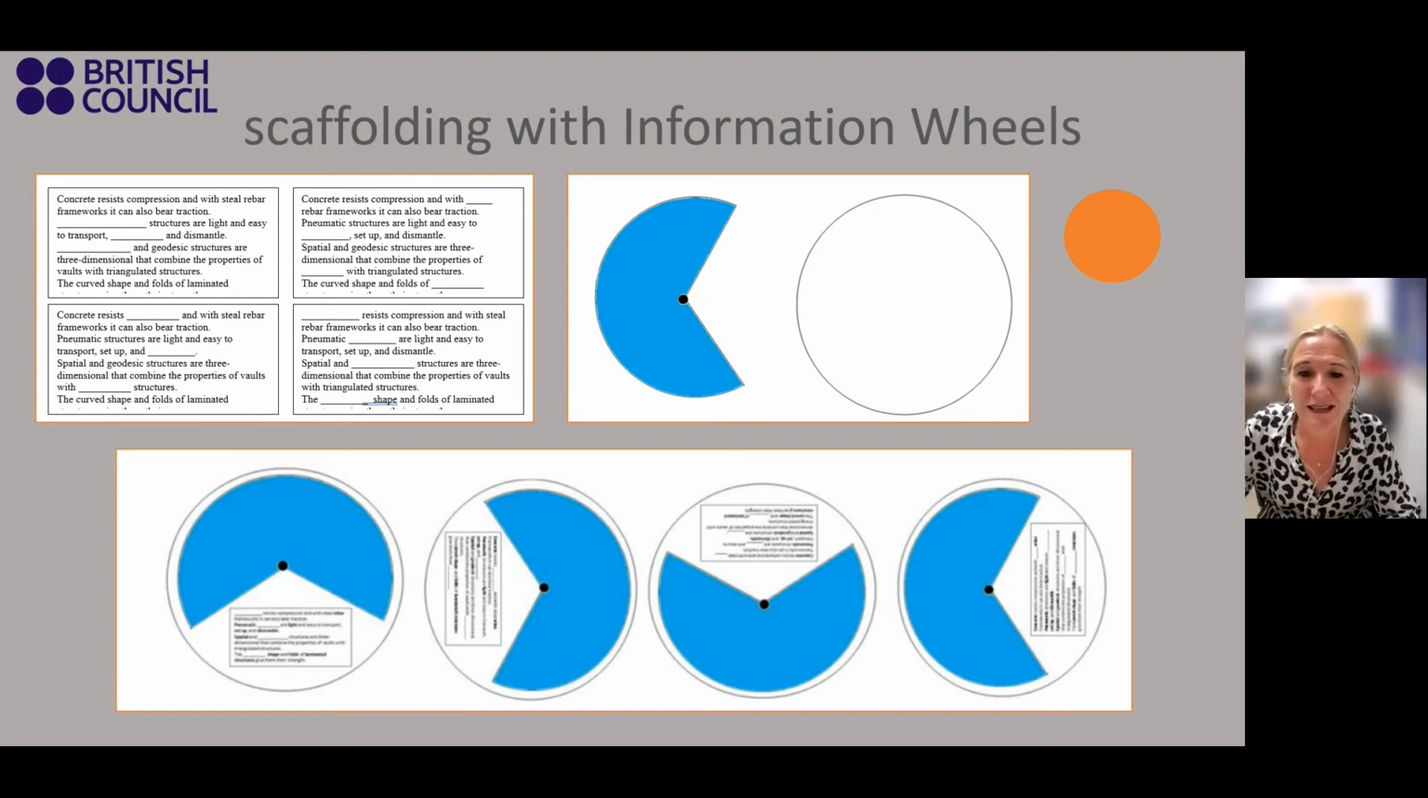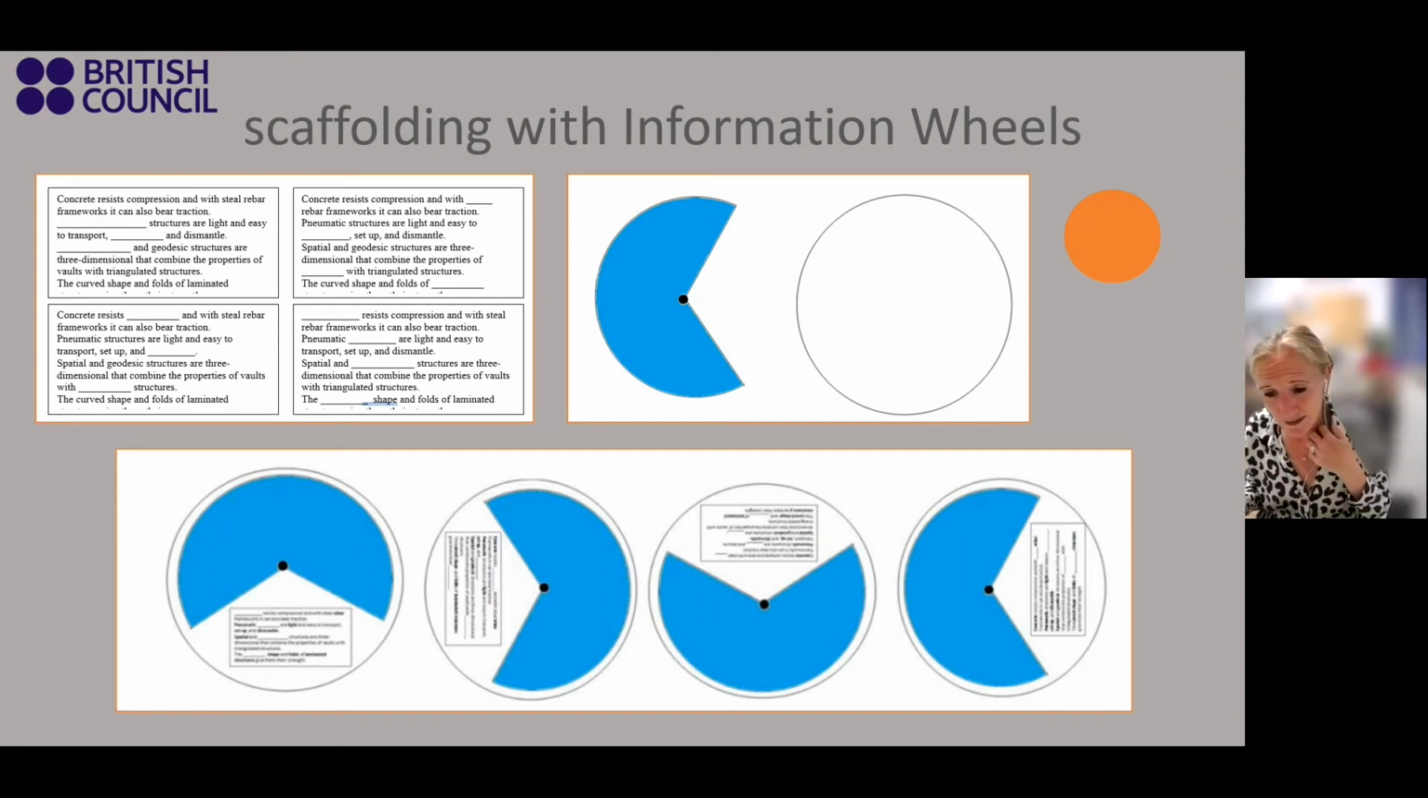So if you can see in this little image here, we've got the same text: concrete resists compression, and so on. But it's got different gaps in it. So these 4 parts of this bit of text are cut up, stuck onto the wheel, and then a split pin put through the top of the blue part of the wheel, which covers them.